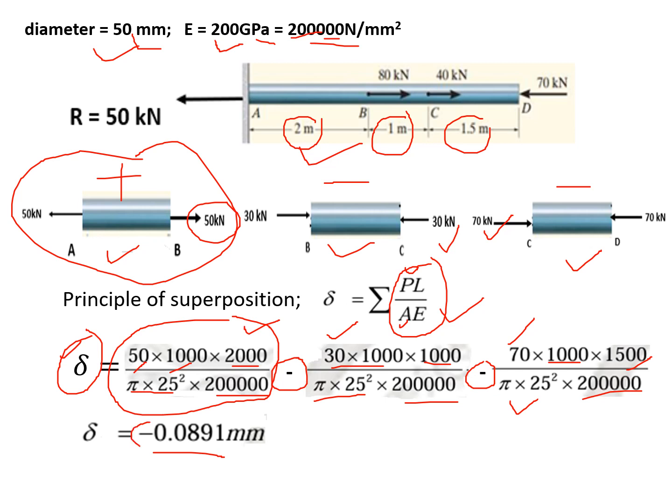Now what is the meaning of the minus sign? It means this contraction dominates over elongation, so the net deformation is in the form of contraction. The whole steel rod will contract by 0.0891 millimeter. Suppose that value came out positive, it would mean finally we have elongation. So this plus or minus value will tell you whether finally you have elongation or contraction. In this problem, the steel rod will contract by 0.0891 millimeter. So this is the way to use the principle of superposition.